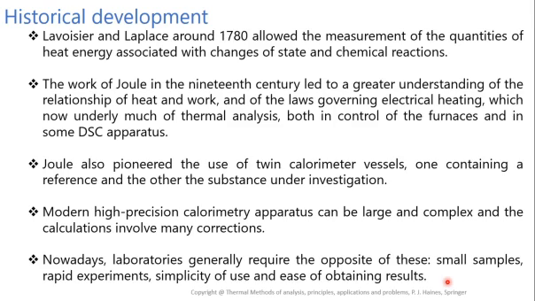Joule also pioneered the use of twin calorimeter vessels. As we know, the calorimeter is the vessel which is useful to determine the heat content. So he used a twin calorimeter vessel, one containing the reference and the other containing the substance, or sample, under investigation. Modern high precision calorimetric apparatus can be very large and complex, and the calculations involve many corrections. So nowadays, laboratories generally require the opposite of this. Means what?